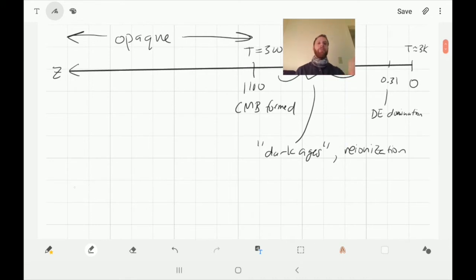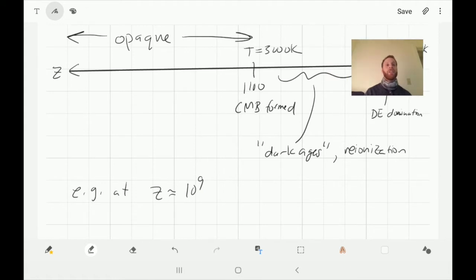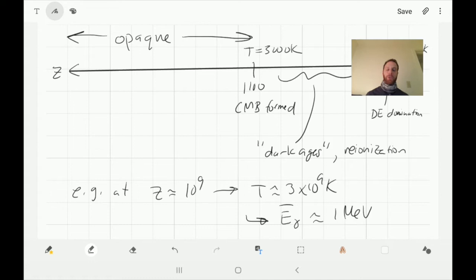So, for example, at a redshift not of 1,000, but let's say a redshift of about a billion, 10 to the 9, the temperatures would be 10 to the 6 times higher than they were during the cosmic microwave background. That would mean temperatures on the order of, I'm not going to do this right, 3 times 10 to the 9 Kelvin. Those would correspond to energies like, for example, the average photon energy would start to be on the order of 1 mega electron volt, which is the scale of nuclear reactions.